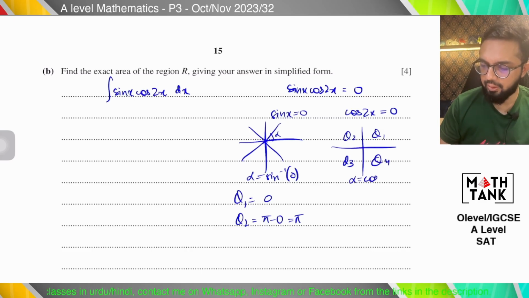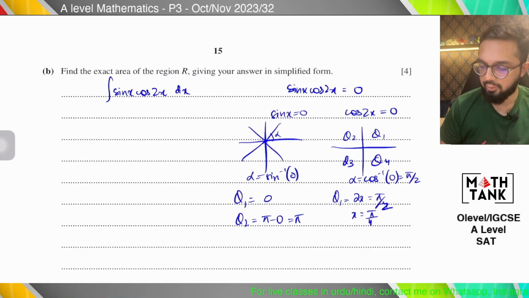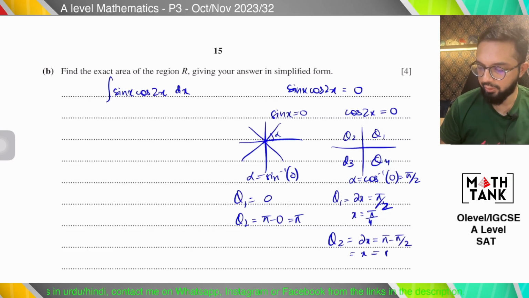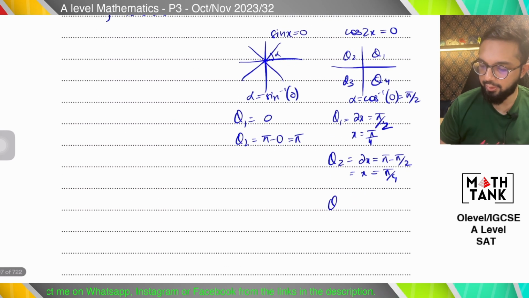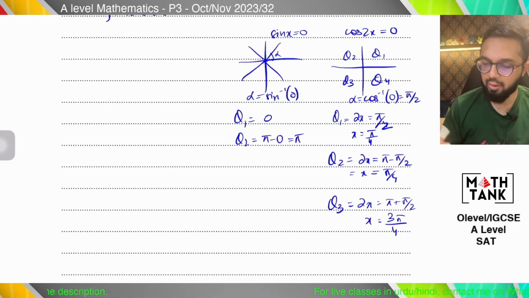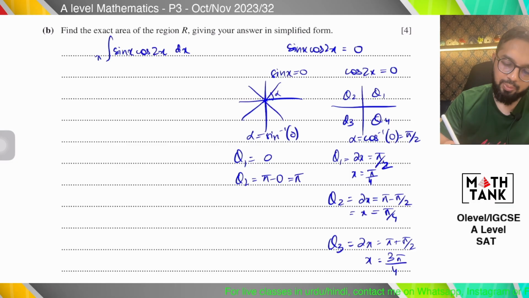So cos inverse of 0 is pi over 2, 90 degrees. Quadrant 1 is 2x equals pi over 2, so that gives me x equals pi over 4. Quadrant 2 is 2x equals pi minus pi over 2, which also gives me pi over 4, so that's the same. Quadrant 3 gives me 2x equals pi plus pi over 2, so 2x equals 3 pi over 2, which gives me x equals 3 pi over 4. So I think I have my limits, which are pi over 4 and 3 pi over 4.